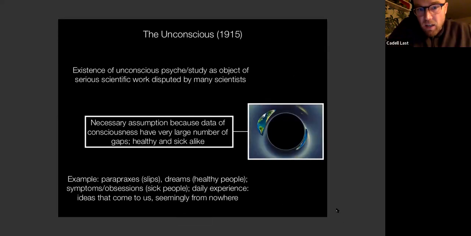The existence of the unconscious psyche as an object of serious scientific study, and this is something that Freud repeats and has repeated many times up to this point in his career, is something that's disputed by many scientists. And I would like to echo that this resistance, let's say, within the scientific community to the unconscious is not only paradoxical and ironic, but is still very much present.